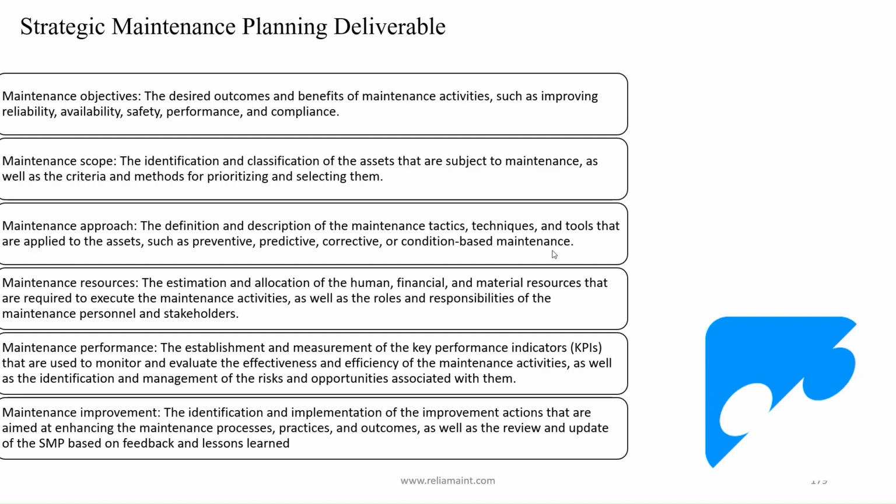Maintenance resources: the estimation and allocation of the human, financial, and material resources that are required to execute the maintenance activities, as well as the roles and responsibilities of the maintenance personnel and stakeholders. Maintenance performance: the establishment and measurement of the key performance indicators, KPIs, that are used to monitor and evaluate the effectiveness and efficiency of the maintenance activities, as well as the identification and management of the risks and opportunities associated with them. Maintenance improvement.